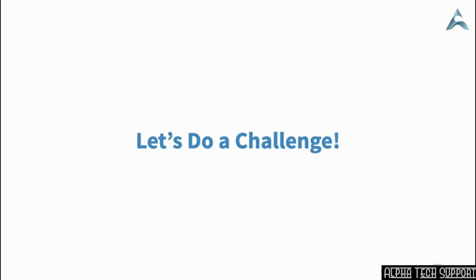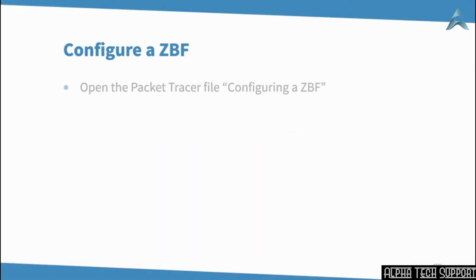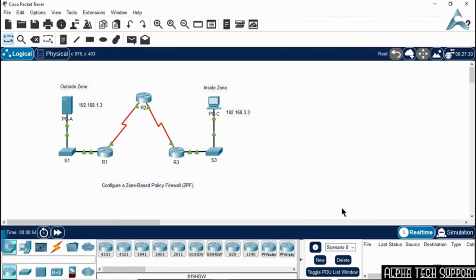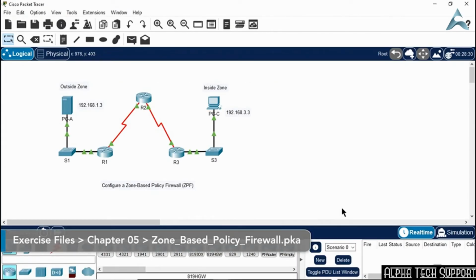Let's do a challenge. In this challenge, we'll configure a basic zone-based firewall. I have supplied a Packet Tracer file for you to follow along. We won't be using the grading feature. I just want you to get a feel for what steps are required when setting up the firewall. You can obtain the file in the exercise folder and then follow the instructions found on the challenge worksheet. So once you get into Packet Tracer, you'll want to save it locally so you preserve the original.